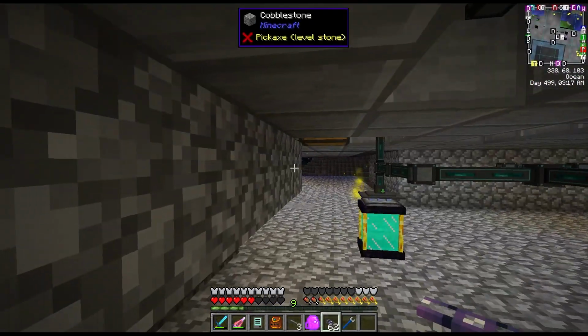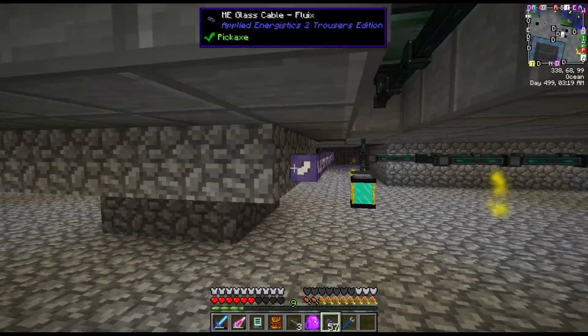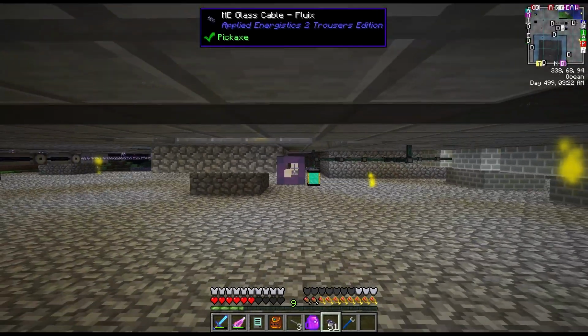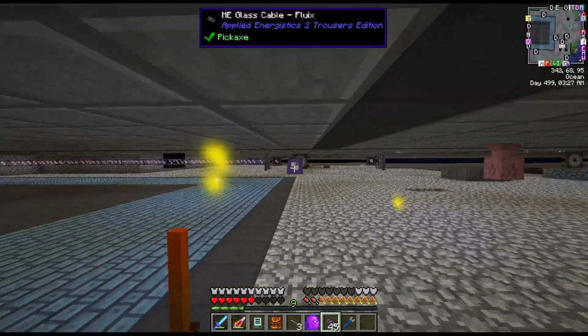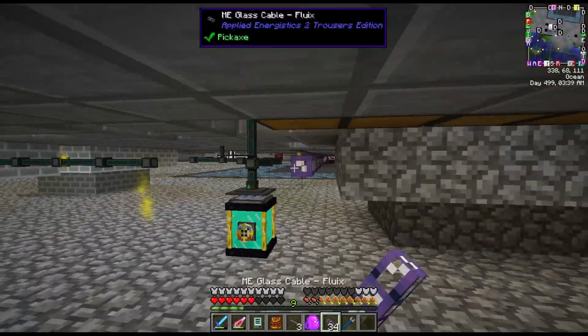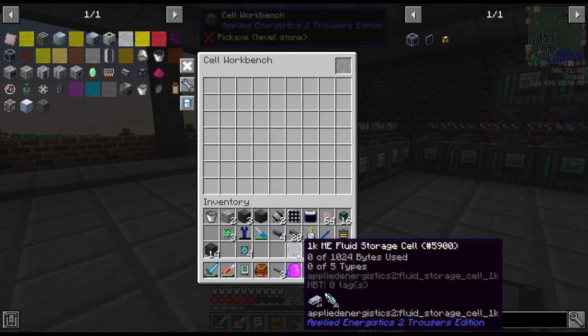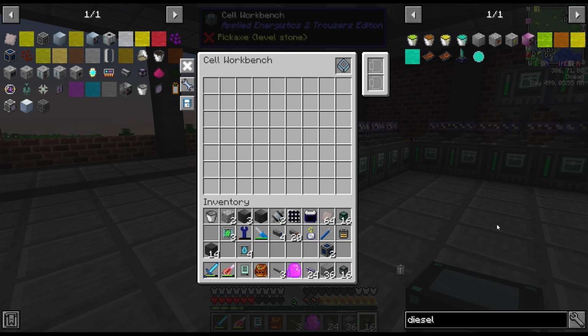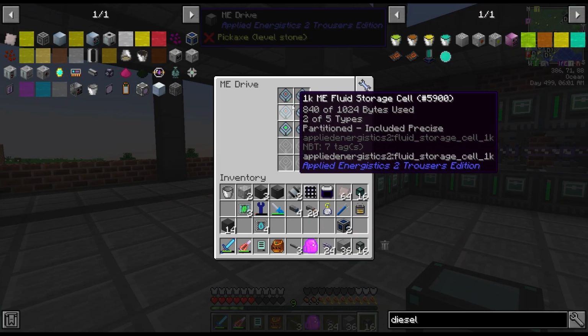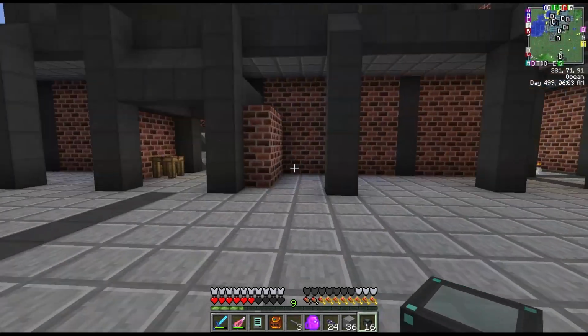Yeah, let's set up another P2P from right here, and I don't have any more dense cable right now, so I'm just going to use this one and hook it up right here. And doing this means we'll need to partition another fluid cell for diesel. I don't think we have that partitioned yet. So let's do that. And it looks like these things are filling up. Yeah, I really have to find a solution for that.